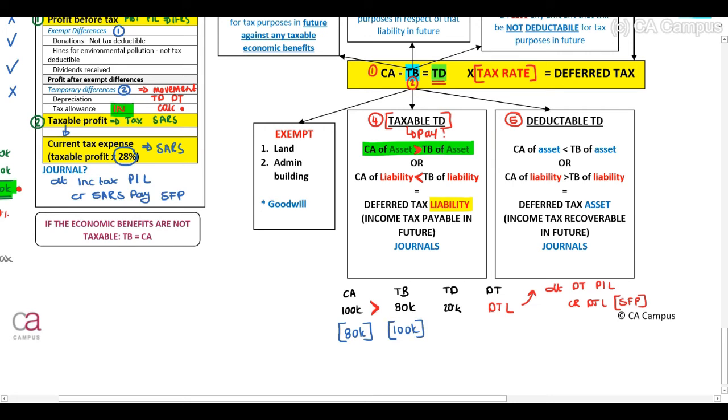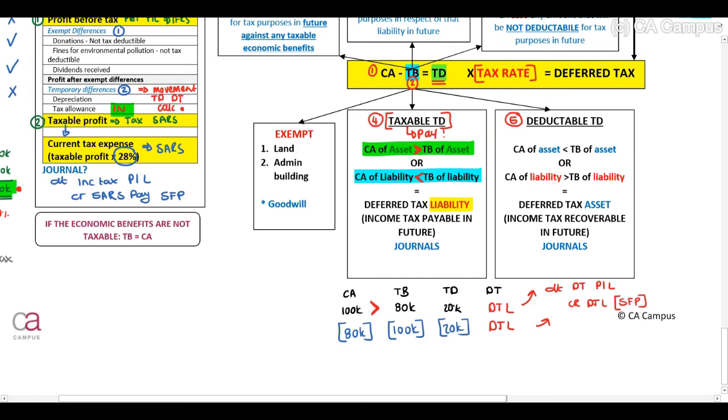Our temporary difference will be 20,000. Is this a deferred tax asset or liability? The carrying amount of the liability is less than the tax base. Therefore, this will be a deferred tax liability.